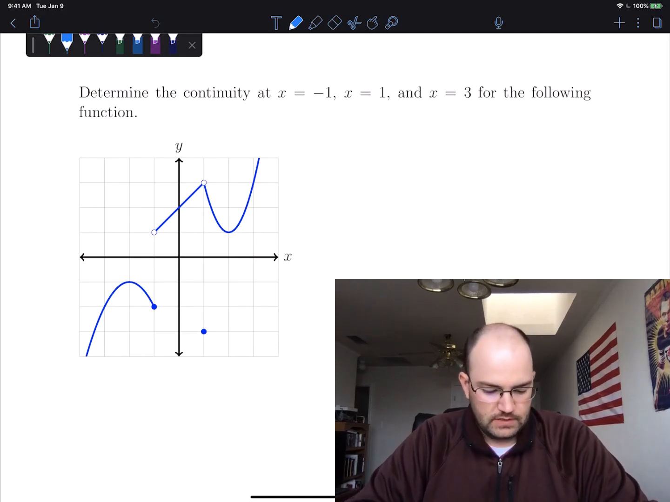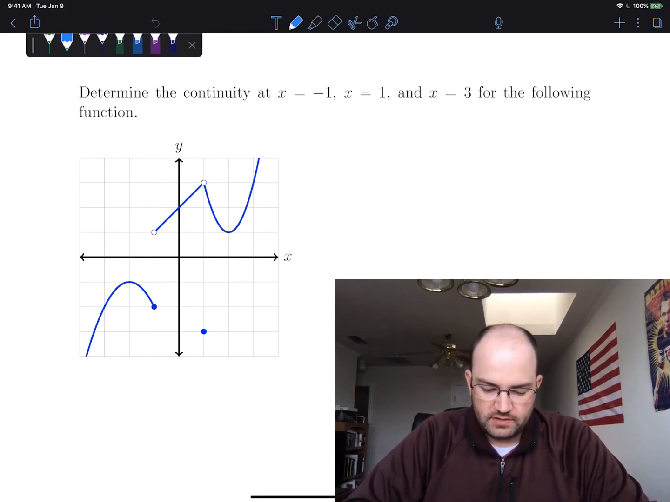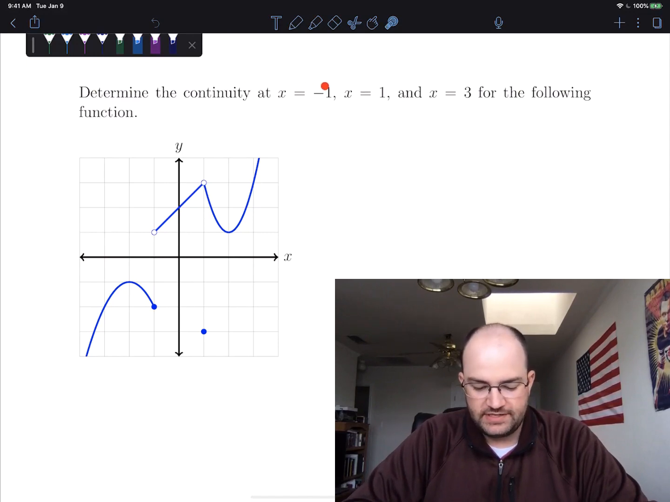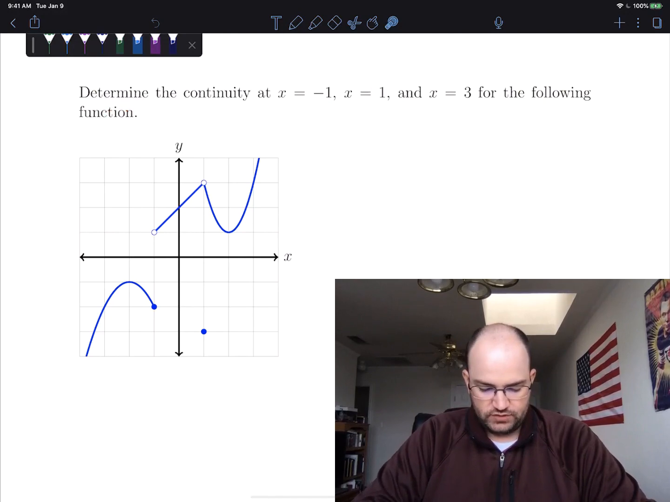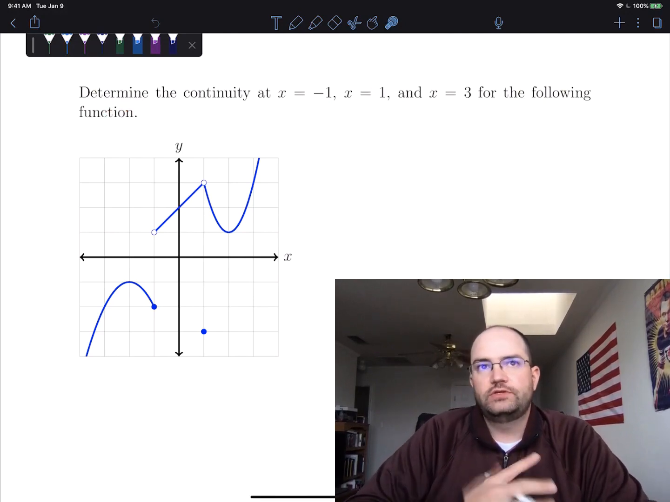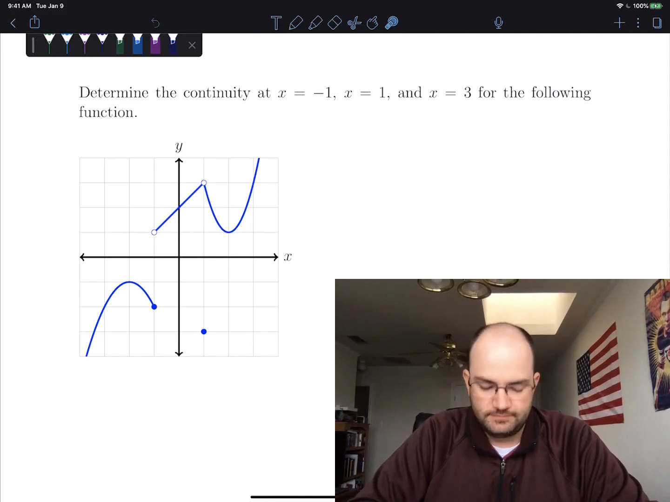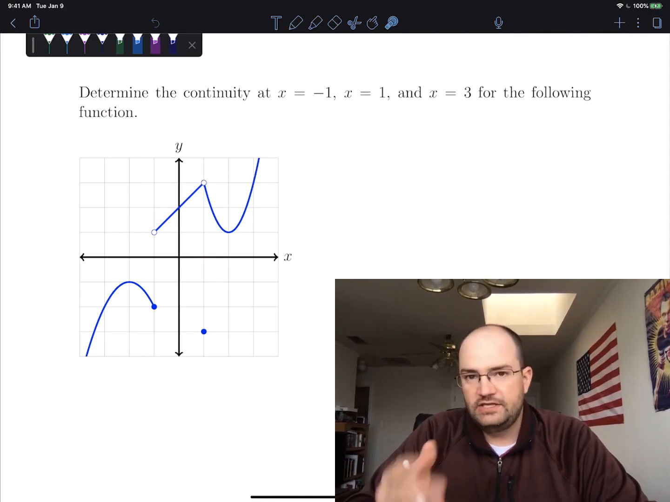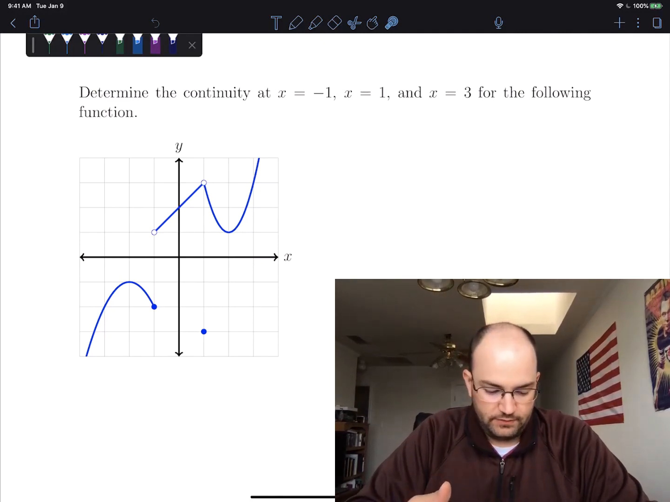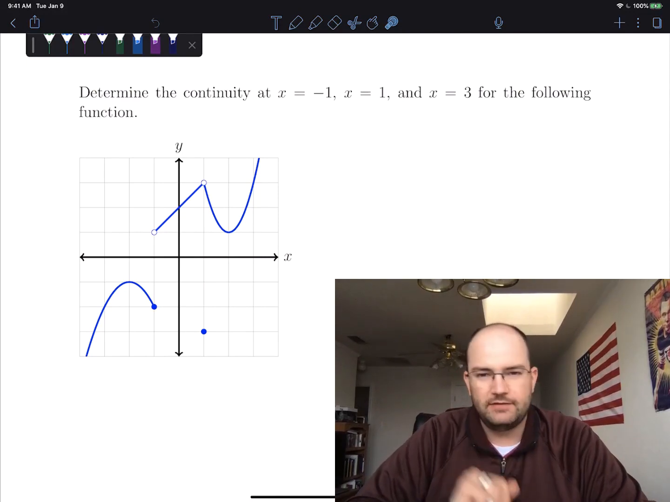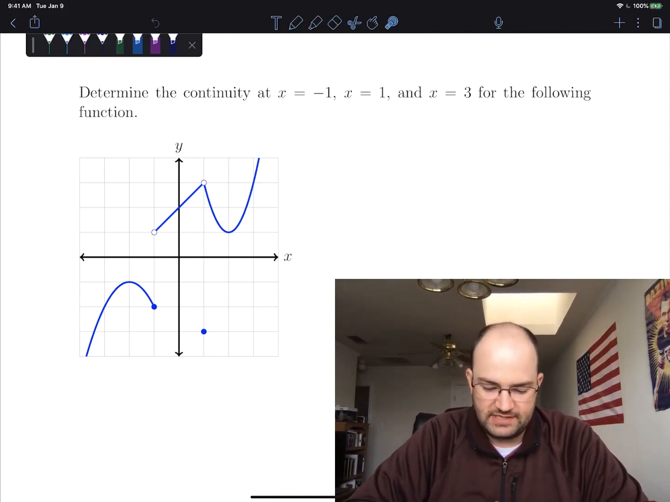Hello. In this video, we want to determine the continuity at x equals -1, x equals 1, and x equals 3 for the following function. Now, here's the thing. When we talk about continuity, the idea is basically, can you graph the function without picking up your pencil? In other words, at each individual x value. Now, we will formalize this more in the next section, but for now, that's enough to get this down.